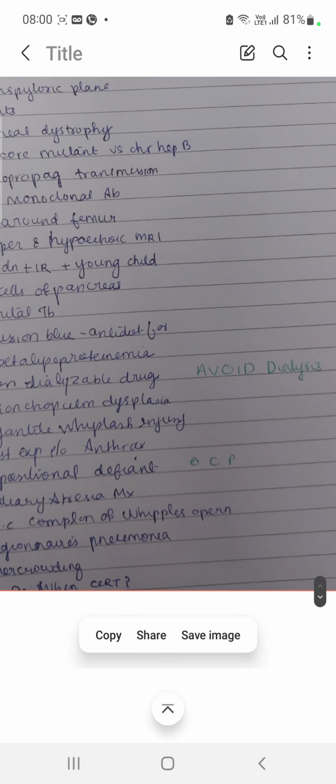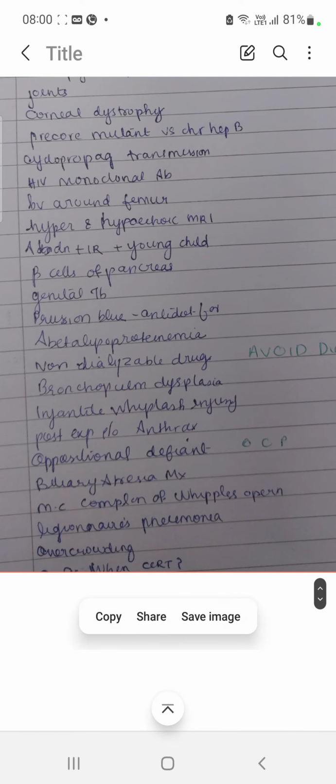A for amphetamine, verapamil, opioid, organophosphate, imipramine, diazepam, and digoxin. Bronchopulmonary dysplasia, if a preterm baby was born with respiratory distress and long-term mechanical ventilation or oxygen therapy, still the baby not improving, that is bronchopulmonary dysplasia. Infantile whiplash is other name for Caffey syndrome, or it is called battered baby syndrome. Post-exposure prophylaxis of anthrax, you are giving ciprofloxacin, either fluoroquinolone or tetracycline, doxycycline.